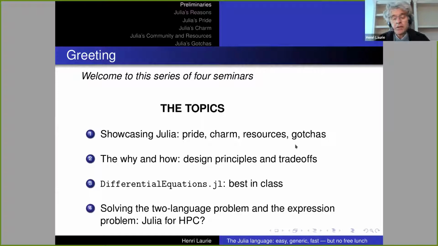And then on the 28th, I want to return to the question of the two-language problem and the expression problem and what those mean. I will not go into detail on them today, but I will just mention them. And then give some reflections on Julia for HPC and a number of recent developments that certainly maintain Julia's promise.